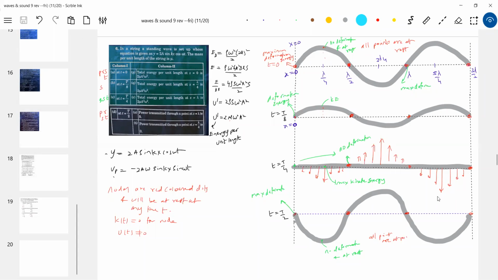Sir, at T equal to T by 8, what is the total energy at X equal to 0, sir? What all energy of the rope here, how much energy the rope is having, the same energy will be available. But here, potential energy is maximum, kinetic energy is 0. Here the same, potential energy will be a little bit less, kinetic energy will start increasing. But overall energy will remain same. How much energy is there on the rope? The same energy will be here.